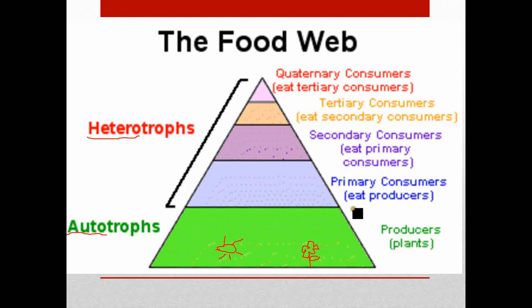But then the next tier up is the primary consumers. In Latin, primus means one, so it's the first tier. The primary consumers are the ones who eat the producers. They don't eat bigger animals, or things that are higher up on the food chain. You only eat what's below you.